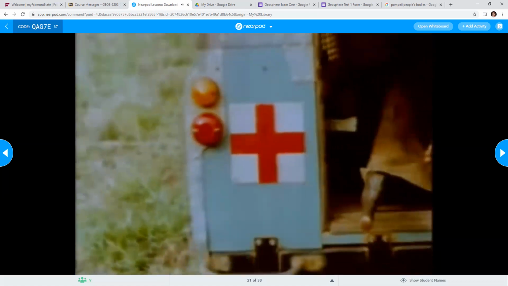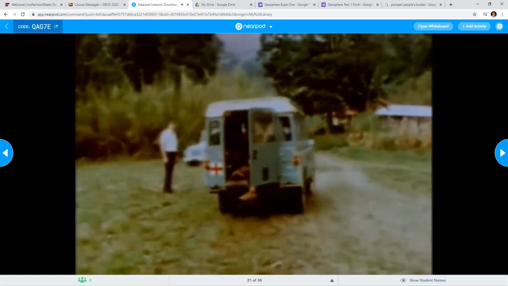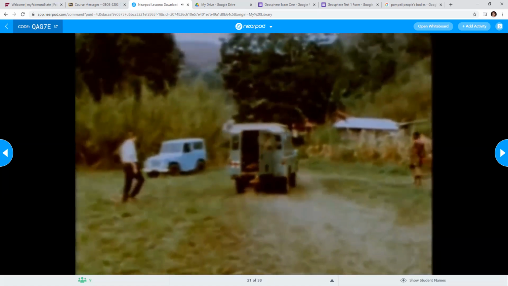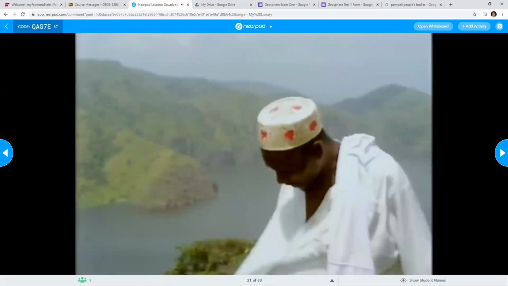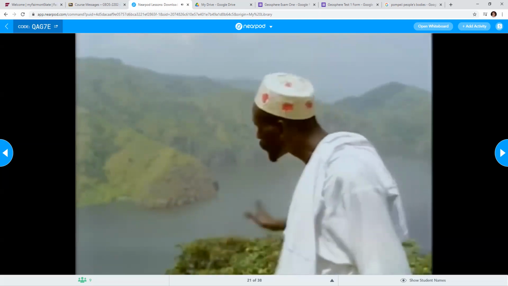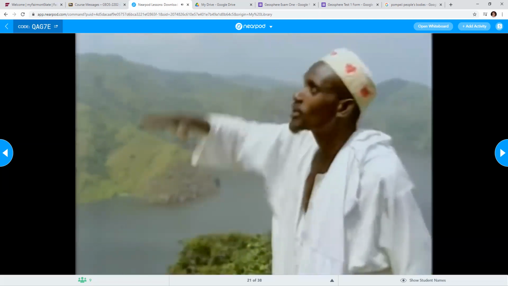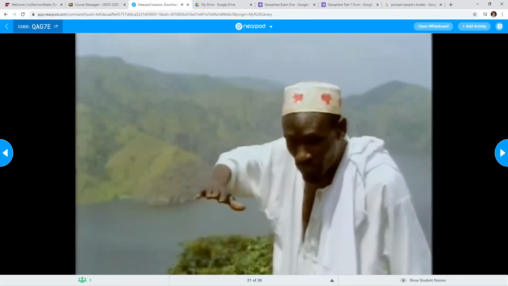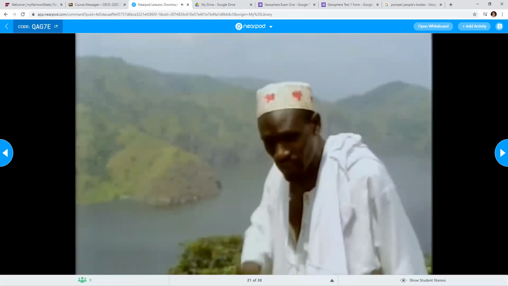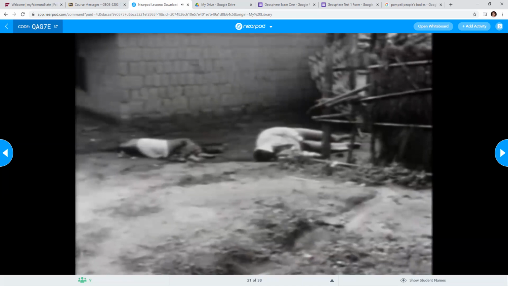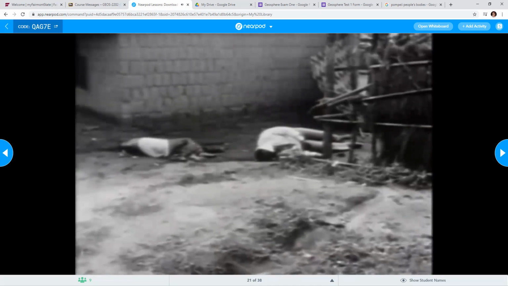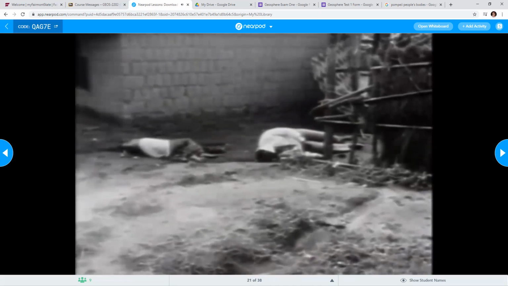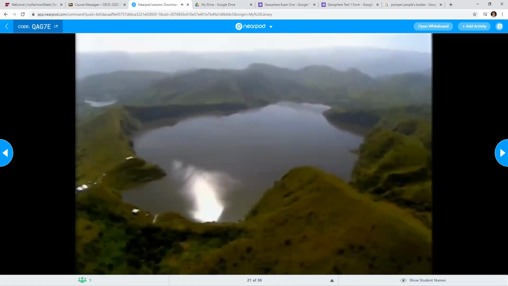Eyewitness reports suggested that the people and their animals around the lake had been suffocated by gas. The thing was white, white like cloth. It didn't go up in the air. It mostly went down near the ground. But if it was a gas, what was it? And where did it come from?